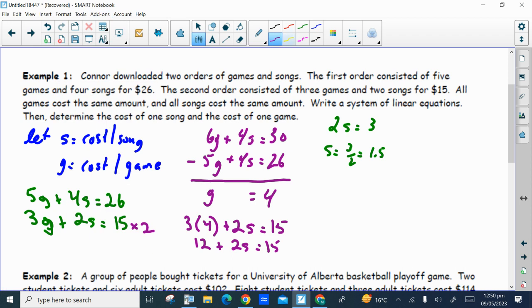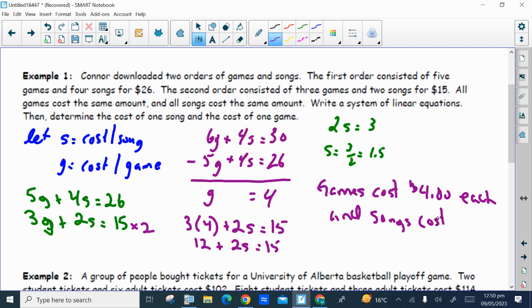And we'll write our statement here that games cost $4 each, and songs cost $1.50 each.